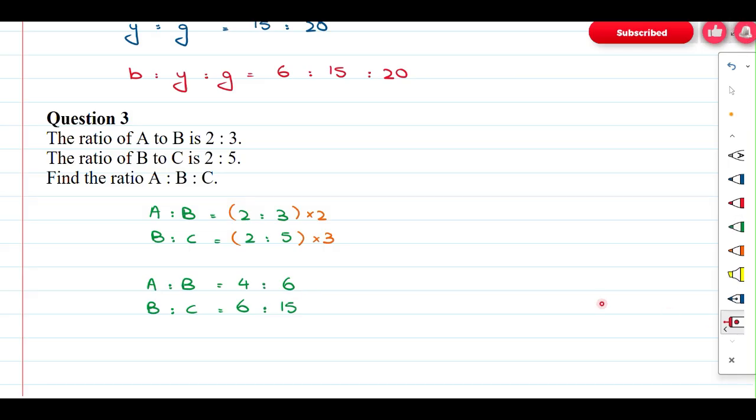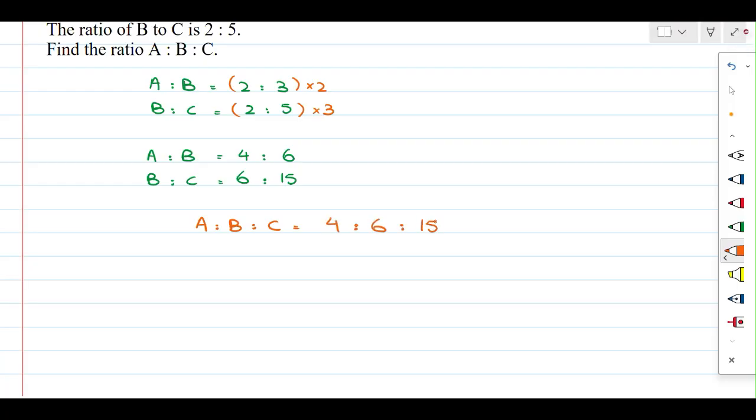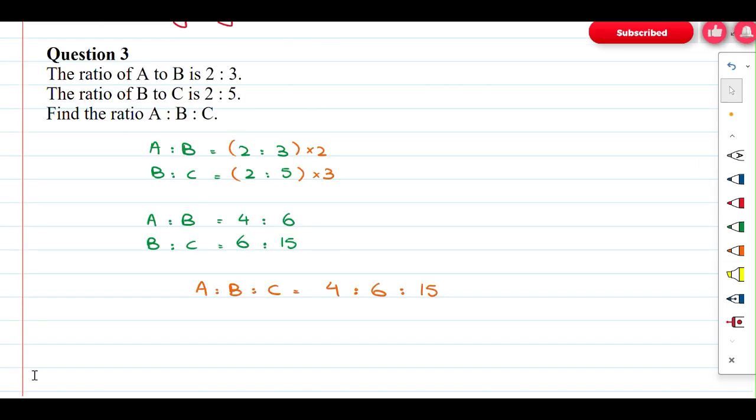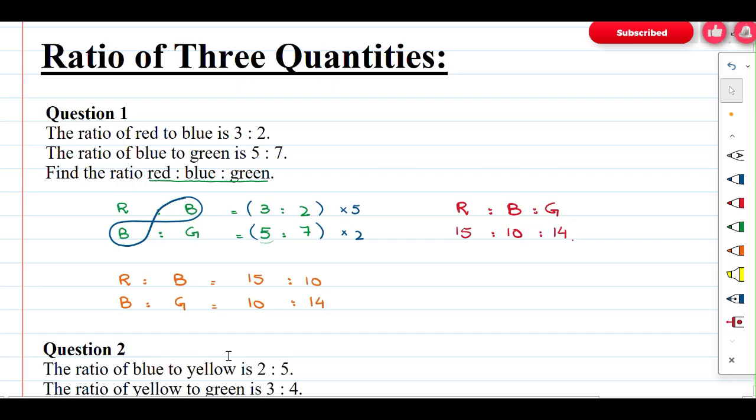Now you can see the common one is 6. This is for B. The A one is 4 and the C is 15. Let me write this down. Now we get A:B:C equals 4:6:15, and all three are in the simplest form. So this is how we need to figure it out when we have the ratio of three different quantities.